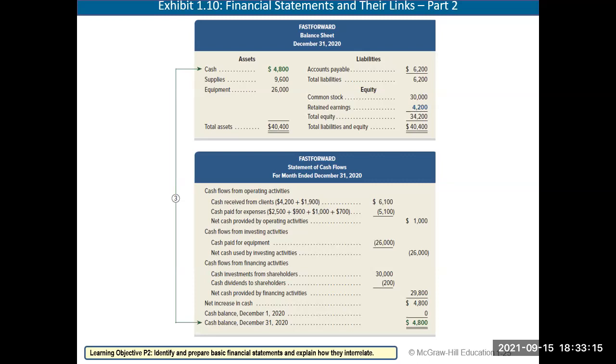So there you go. That is a quick run through of the concepts and items that we're going to learn more about during chapter 1.